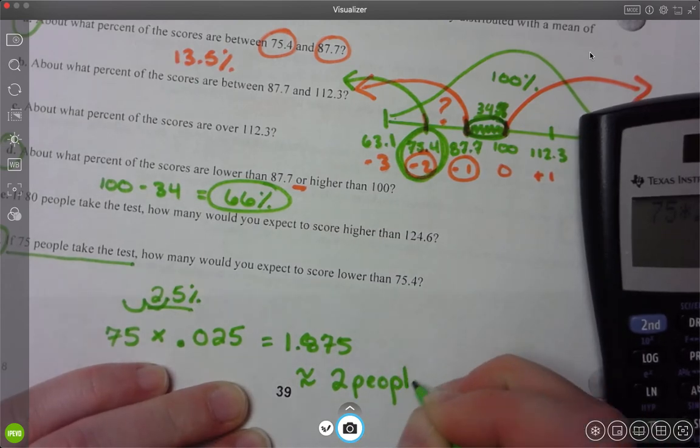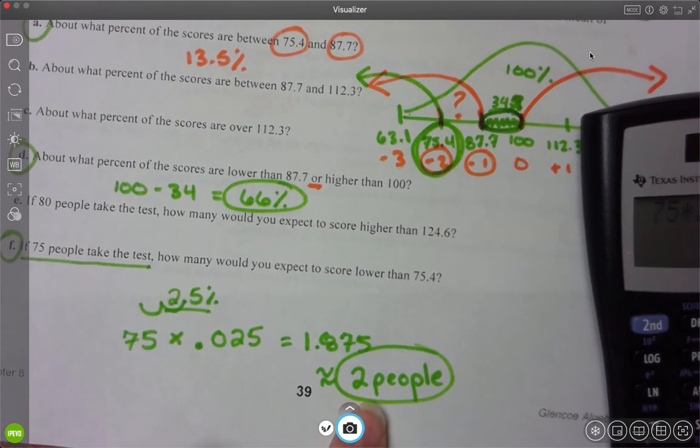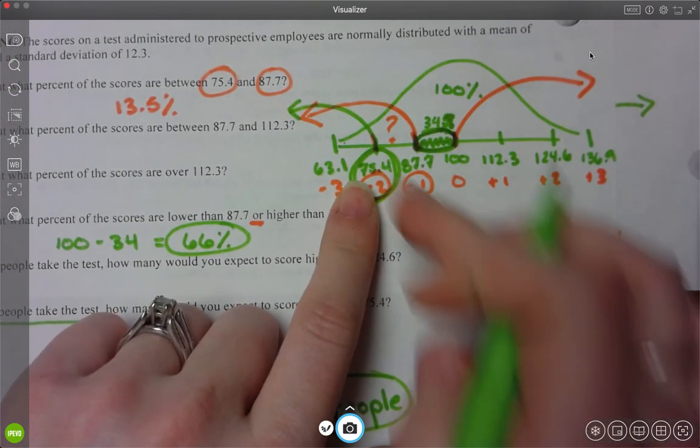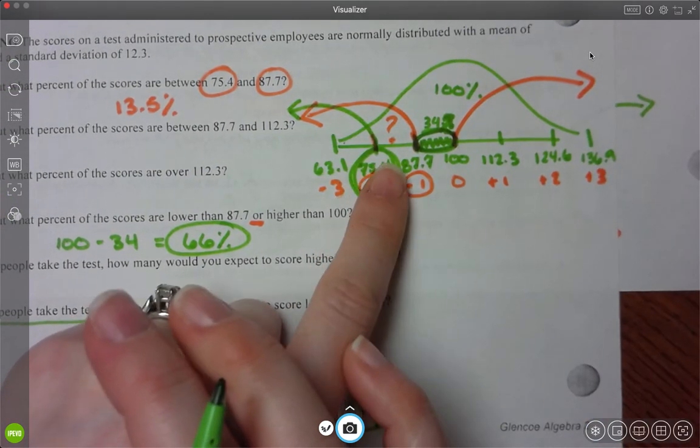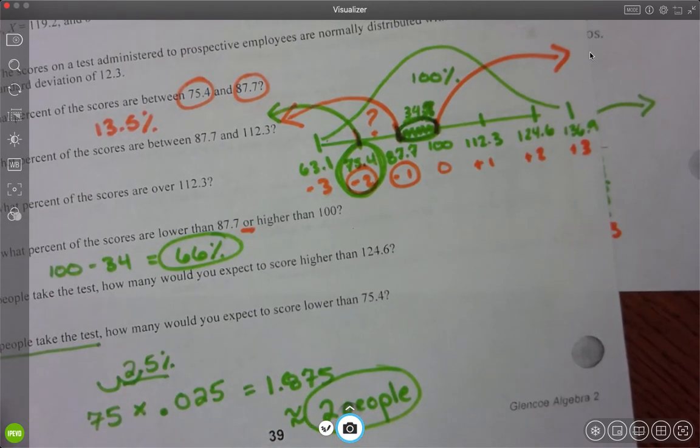So if there are 75 people taking the test, just about 2 of them will score lower than a 75.4. The 75.4 is a really low score, technically, on this bell curve. Okay, so 2 people will score lower than that, all right? And that's kind of some different examples of those. I wanted to go through those just because that's stuff that we haven't really done before.